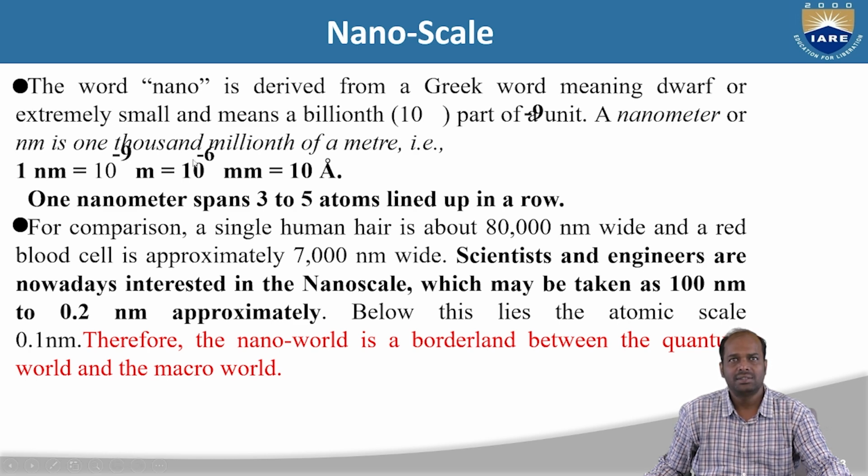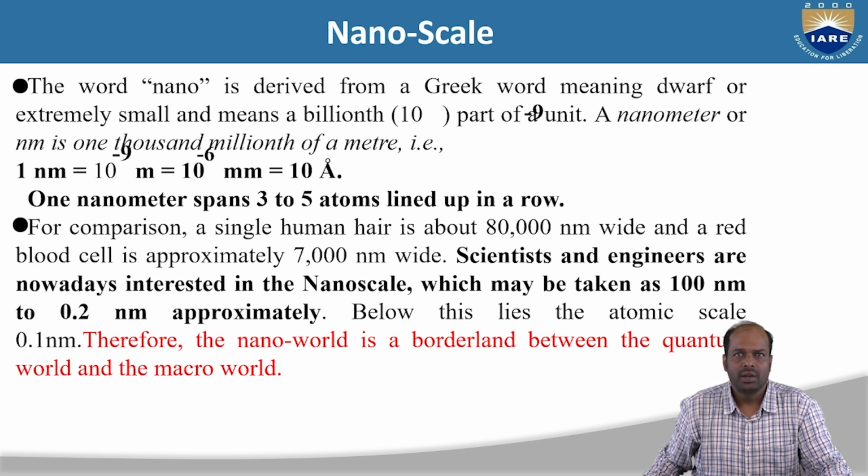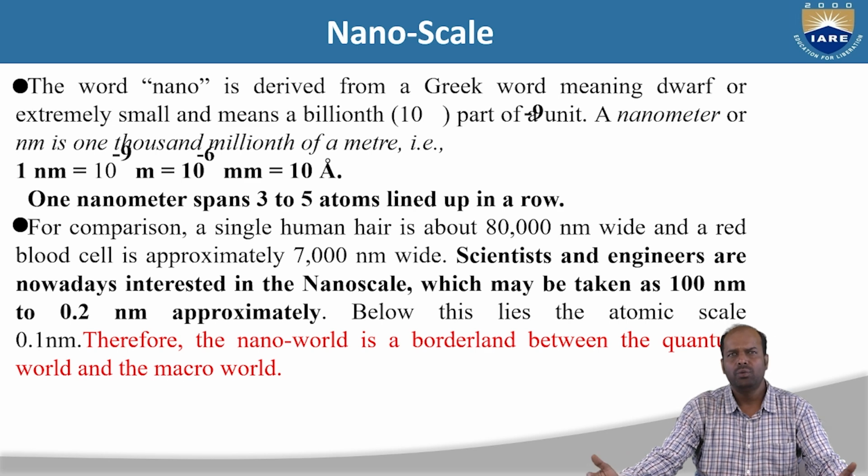10 to the power of minus 6 is the millionth of a meter, and 1 nanometer is 10 angstroms. One nanometer spans how many atoms? 3 to 5 atoms lined up in a row make up 1 nanometer, meaning about 5 atoms can fit in 1 nanometer. That is how small it is.